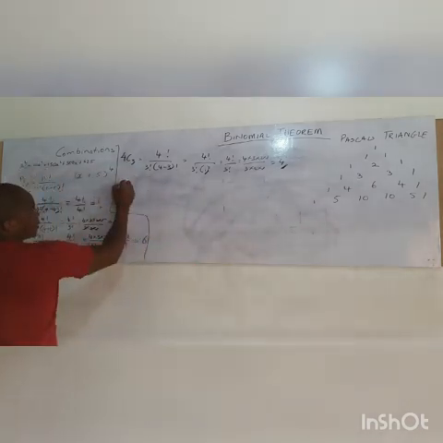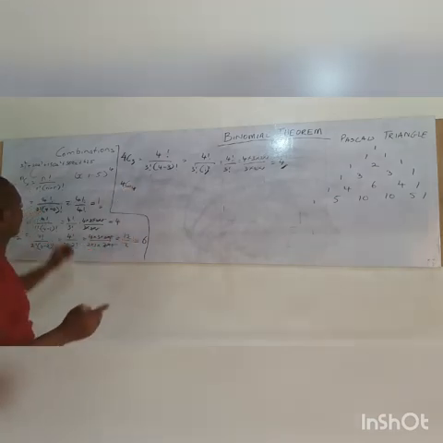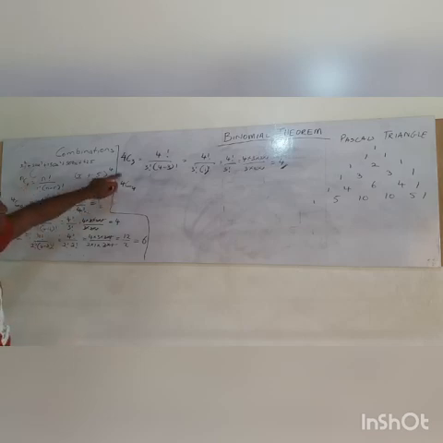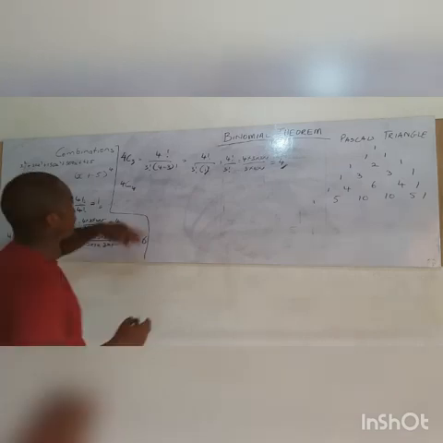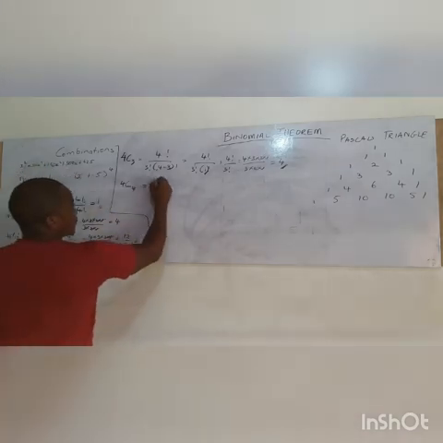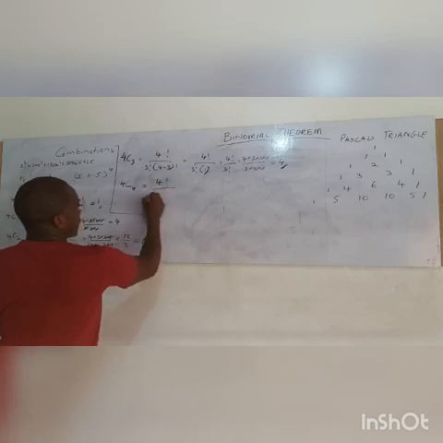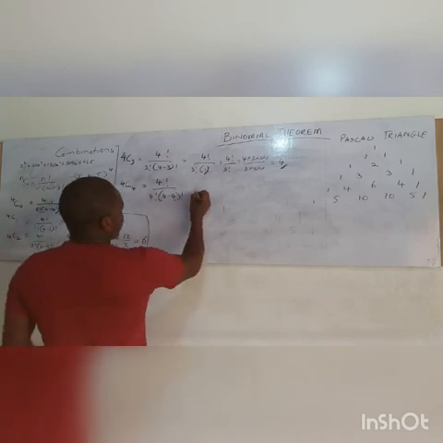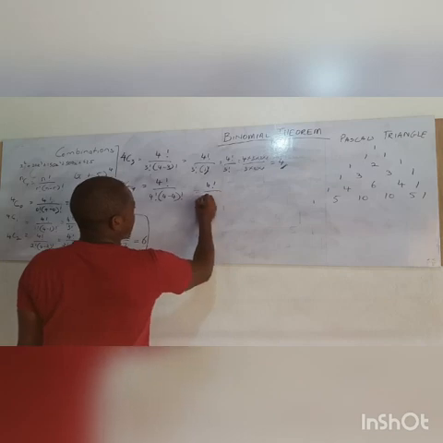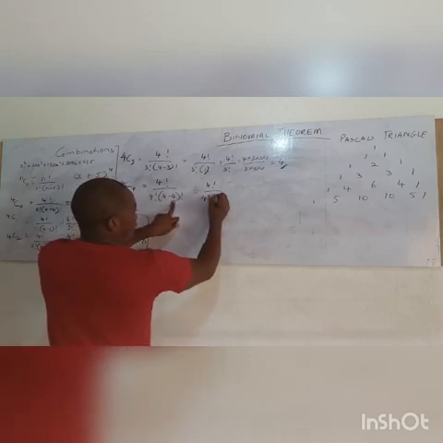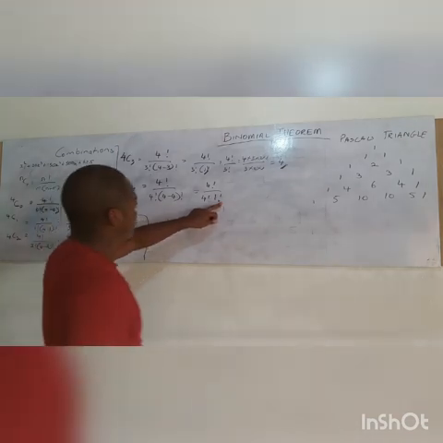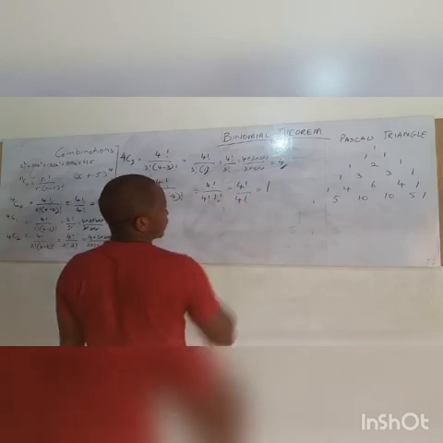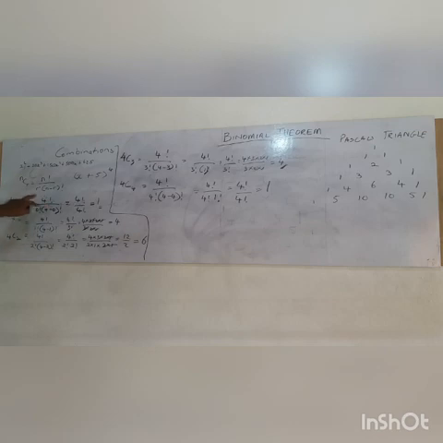And now the last is 4 combination 4. Keep in mind, when we're using this formula, the last value for r is always n. When it's the same, that's when we get the last value. So 4 combination 4 will give us 4 factorial divided by 4 factorial times 4 minus 4 all factorial. 4 minus 4 is 0 factorial, and we know that is 1. So it gives us 4 factorial over 4 factorial. So that gives 1.